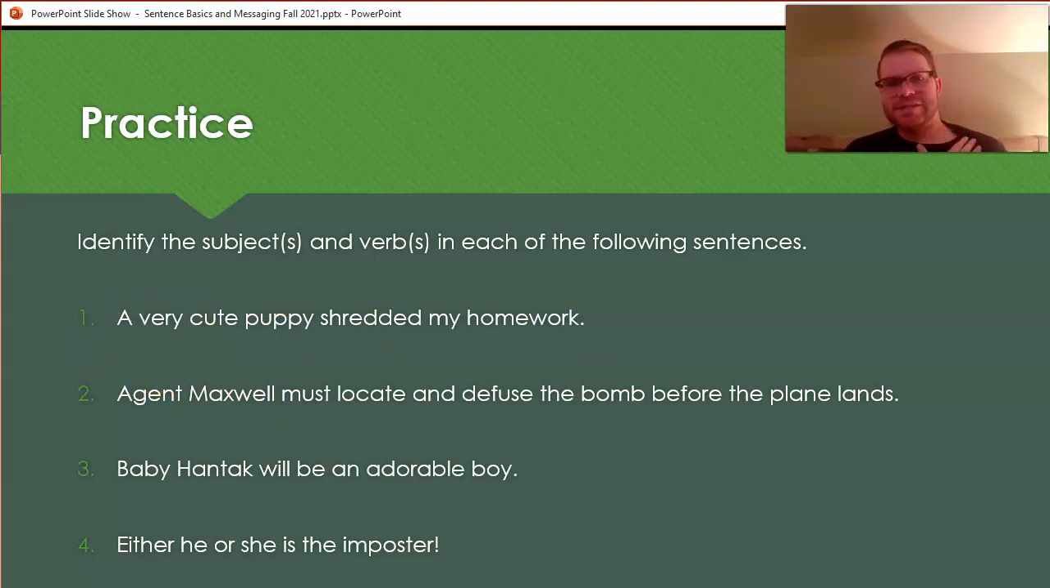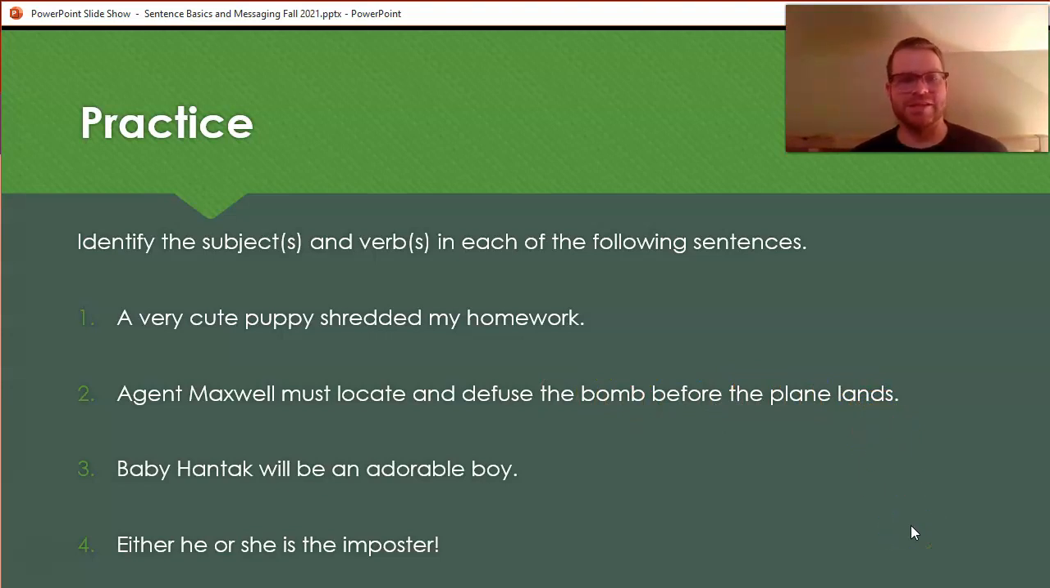Personally, I find it easiest to spot verbs first in a sentence because I like to ask the question who or what is verbing. That's the question for finding subjects. If I look at sentence number 1, I notice shredded immediately. It ends in ed, so it's past tense. It's an action verb. I ask the question who or what did the shredding. It's the puppy as my sentence's subject. Puppy shredded.